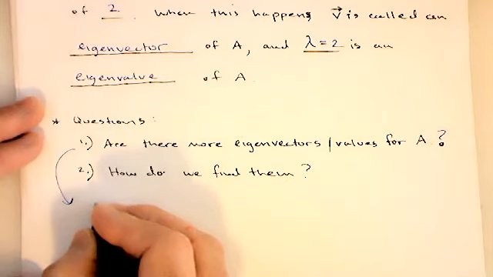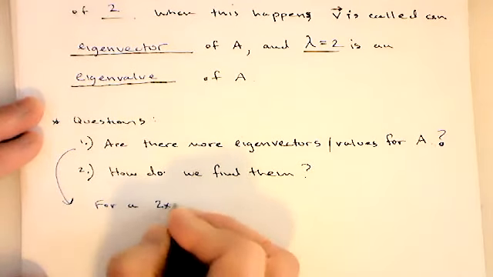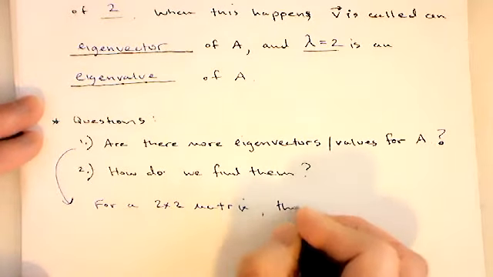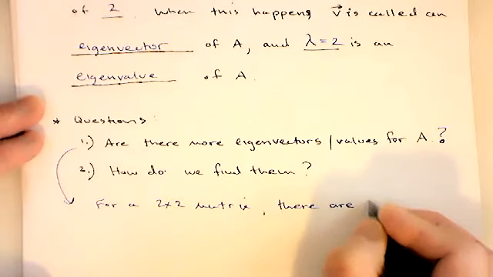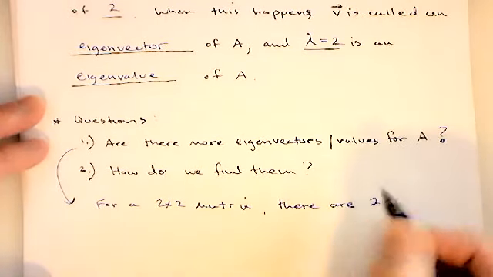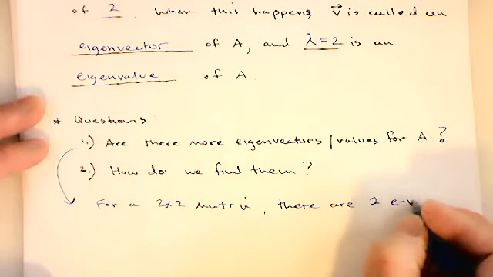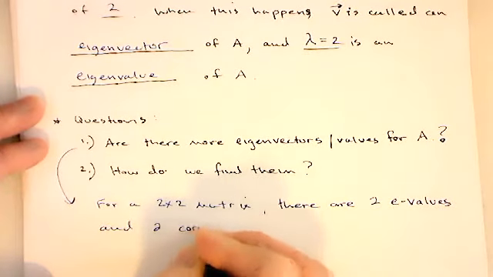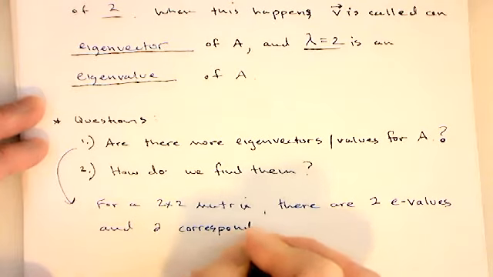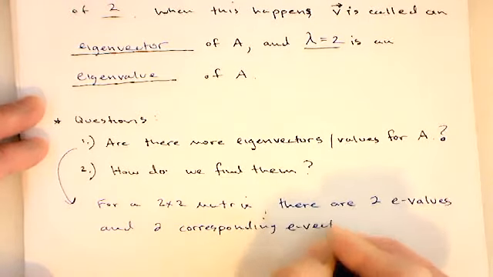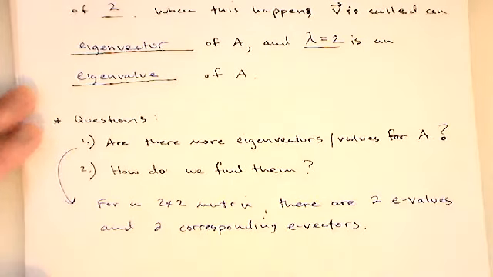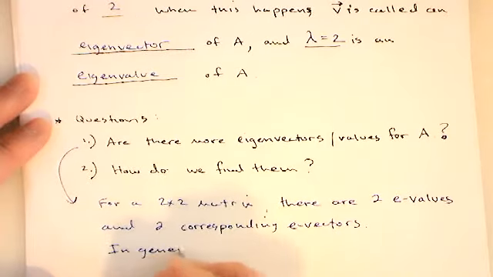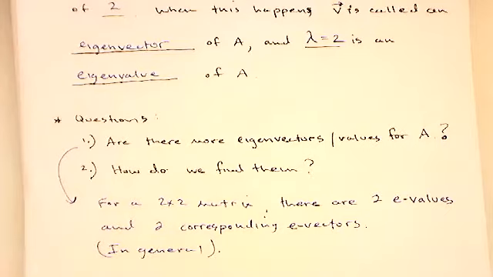And the answer to the first question is this. Generally speaking, for a 2x2 matrix, which is mostly what we're going to focus on, there are two. Okay, it gets tedious to write eigenvalues and eigenvectors. So a lot of times I'll write E values and two corresponding eigenvectors. In general, mostly for what we're interested in.